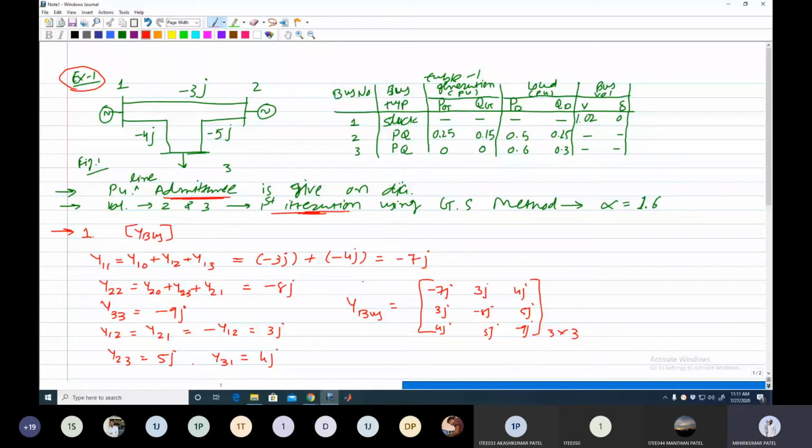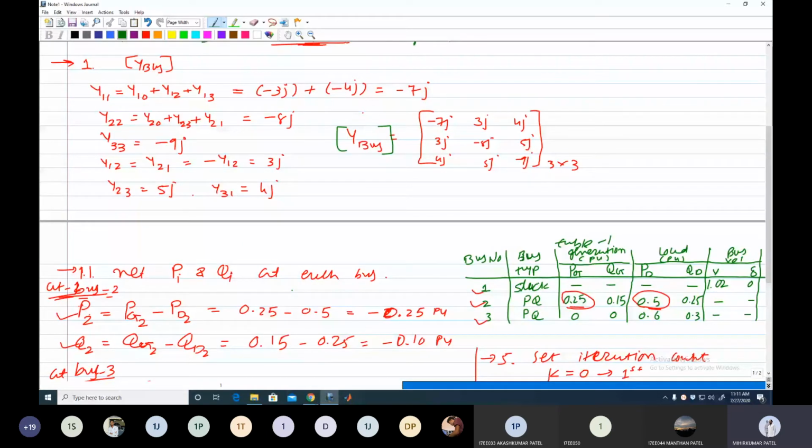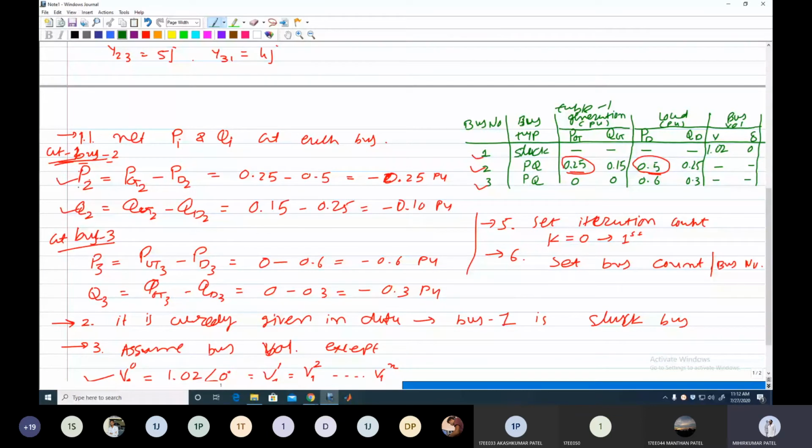The data is already given to us. Here the line admittance, directly admittance, is given to us. So we have just calculated the direct elements of the Y bus matrix. Clear? Step 1 is clear. Next, we have calculated the net active and reactive power at each bus. That means active power at bus number 2, reactive power at bus number 2. Similarly, active and reactive power at bus number 3.